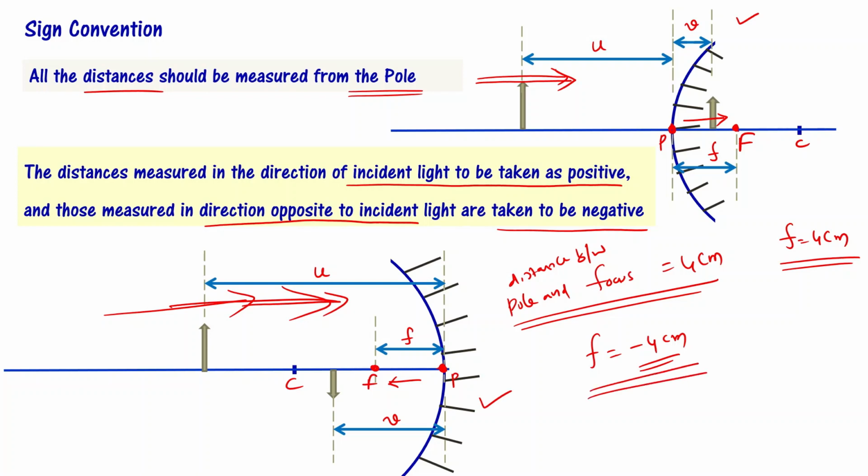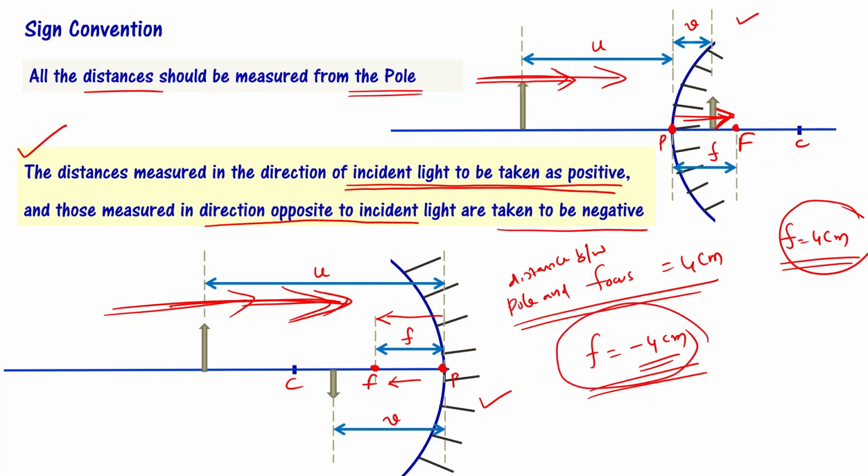Why did we write so? As per this rule, the distance measured in the direction of incident light has to be taken as positive. Since the distance from pole to focus is measured in the direction of incident light, we said f equals 4 centimeters here, small f, right? In this case, the incident light is going in this direction, but for the measurement of small f, we are coming from pole to this side, opposite side. That's why this is minus 4 centimeters. Understood?